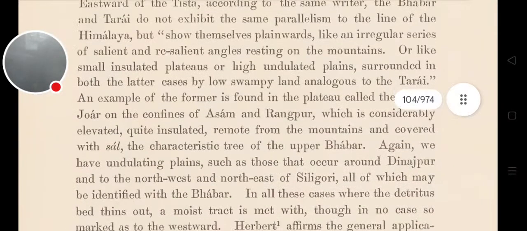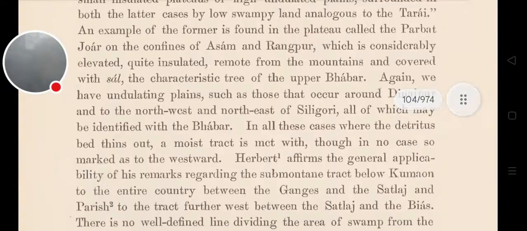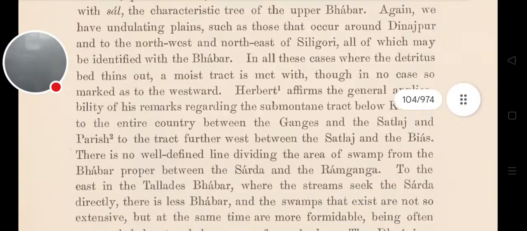An example of the former is found in the plateau called the Parbat Jowar on the confines of Assam and Rangpur, which is considerably elevated, quite insulated, remote from the mountains, and covered with sal, the characteristic tree of the Upper Bhabar. Again, we have undulating plains such as those that occur around Dinajpur and to the northwest and northeast of Siliguri, all of which may be identified with the Bhabar. In all these cases where the detritus bed thins out, a moist tract is met with, though in no case so marked as to the westward.